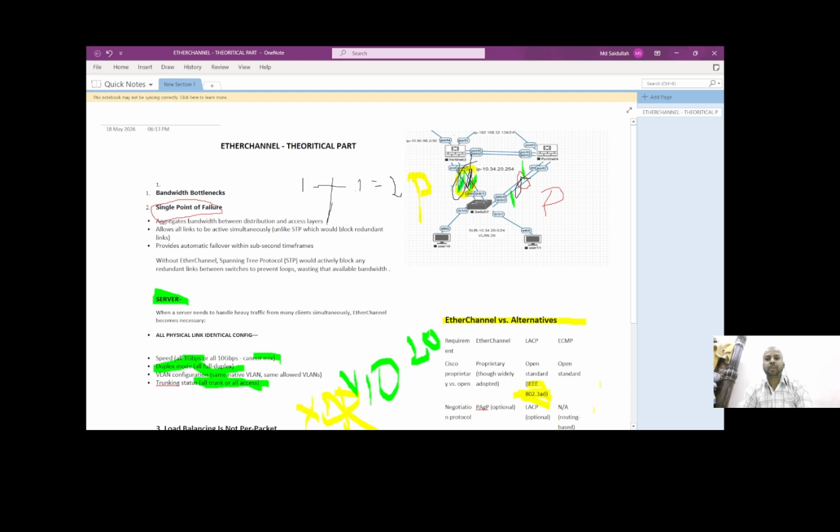This is a bundle. Bundle means what? EtherChannel means it creates the bundle that's denoted by P when you see it in a configuration. I already elaborated in another video.